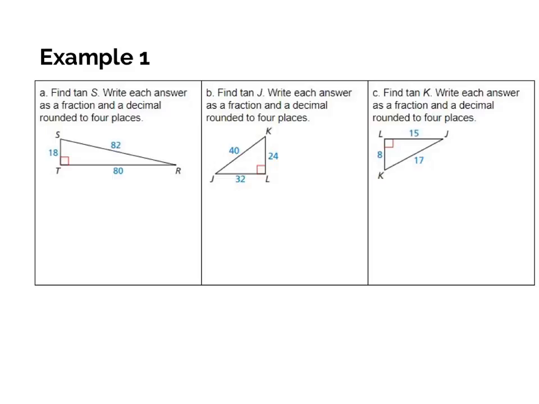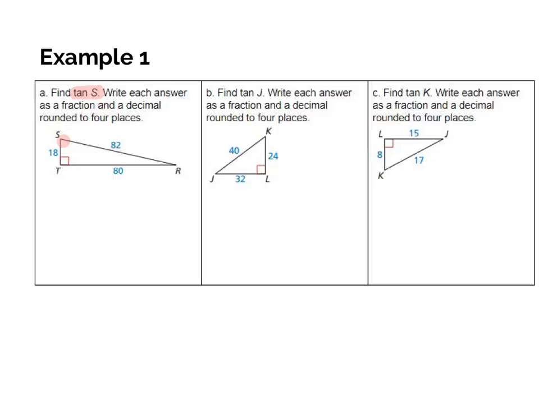So in this first example, we're going to practice writing and identifying the tangent ratio. Here it says we're going to find the tangent of S. When you see tan written short, that means tangent. And S means that we're going to find the tangent of angle S, which is right there. Now notice I am not giving you the degrees of what S is, but I just want you to be able to represent this as a ratio.